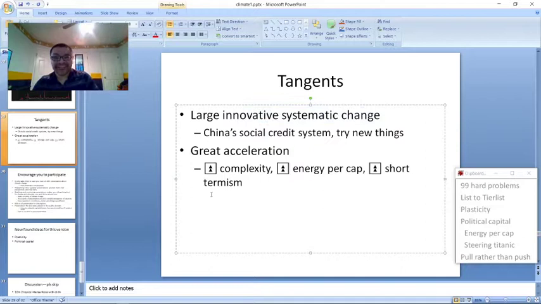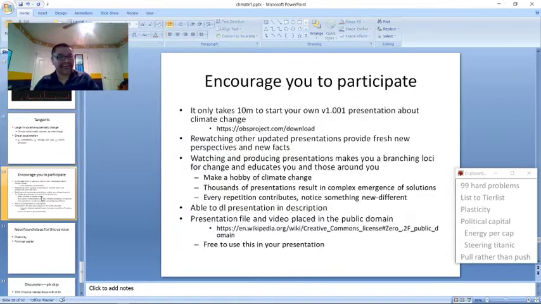And another tangent is the Great Acceleration.